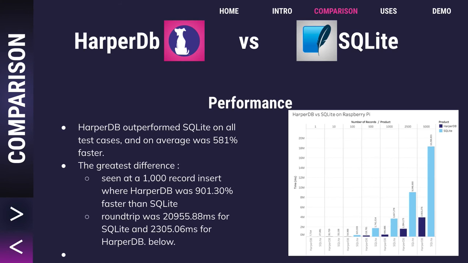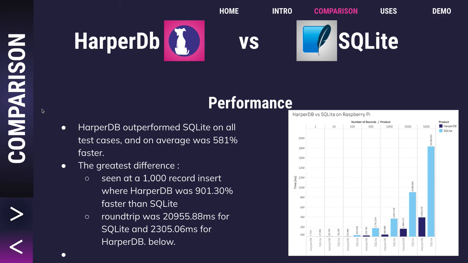Next, we'll compare HarperDB with SQLite. The main test between these two is performance. Before we dive into the results, the scope of this test: HarperDB was compared against SQLite on a Raspberry Pi 3 Model B2. There will be a link to the benchmark test document between SQLite and HarperDB in the description box below.